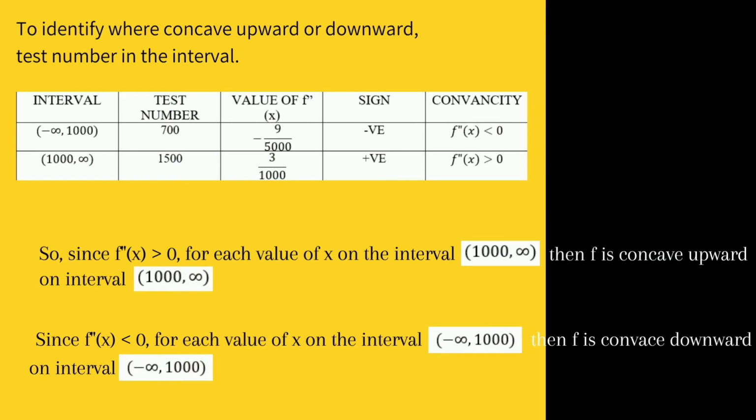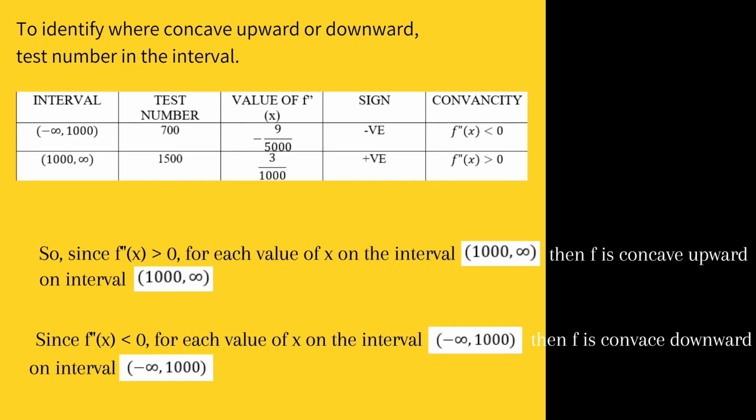The last step is to identify where it is concave upward or downward. We need to test a number in each interval. I use 700 and 1500 as the test numbers to find the sign of the second derivative. The value for the interval negative infinity to 1000 is negative. Meanwhile, the value for 1000 to positive infinity is positive.